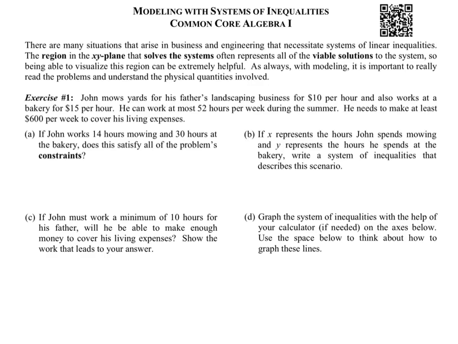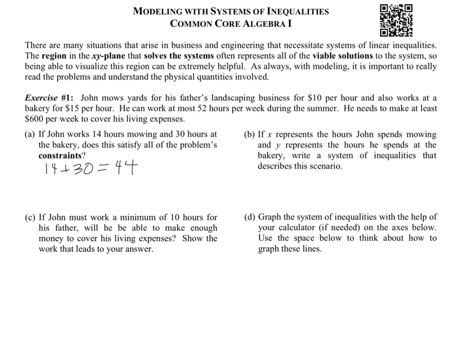So if he works 14 hours mowing and 30 hours, we know that 14 plus 30 is definitely less than 52. So we know that 14 plus 30 is 44. So it definitely solves the constraint of hours. But now we talk about money.